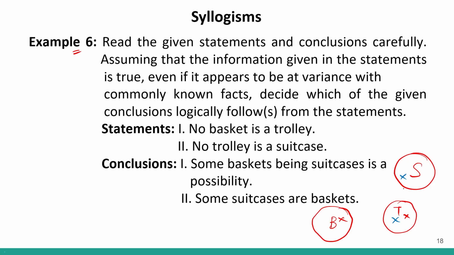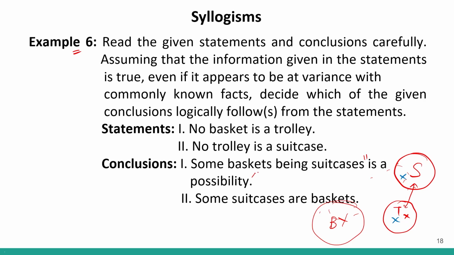So, now if you look, there is no restriction on basket and suitcase to overlap. They can overlap. Suitcase can be like this also and basket can be like this also. There is no restriction, but there is restriction between B and T and there is restriction between T and S. Okay. Now let us look at the question. The first conclusion says some baskets being suitcase is a possibility.